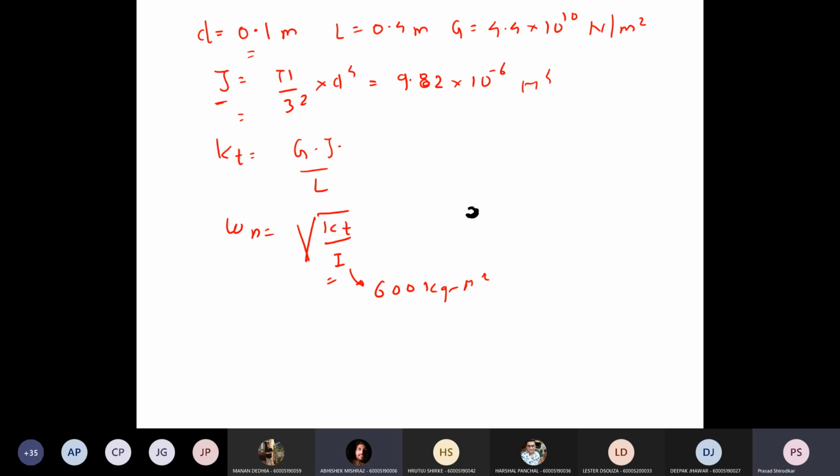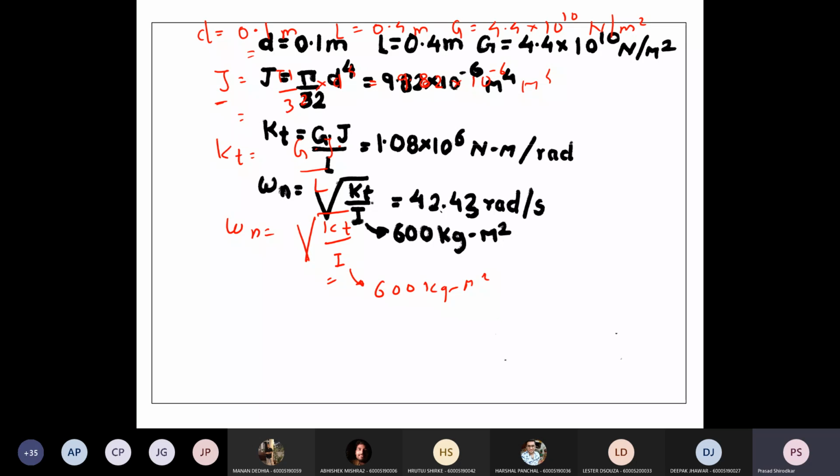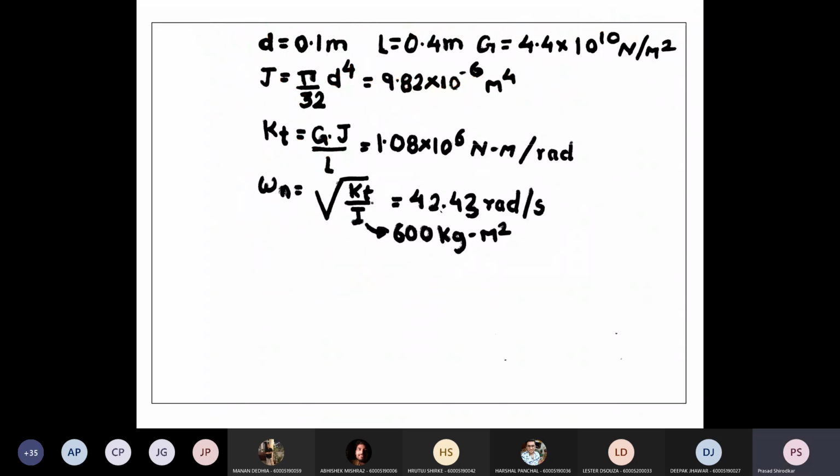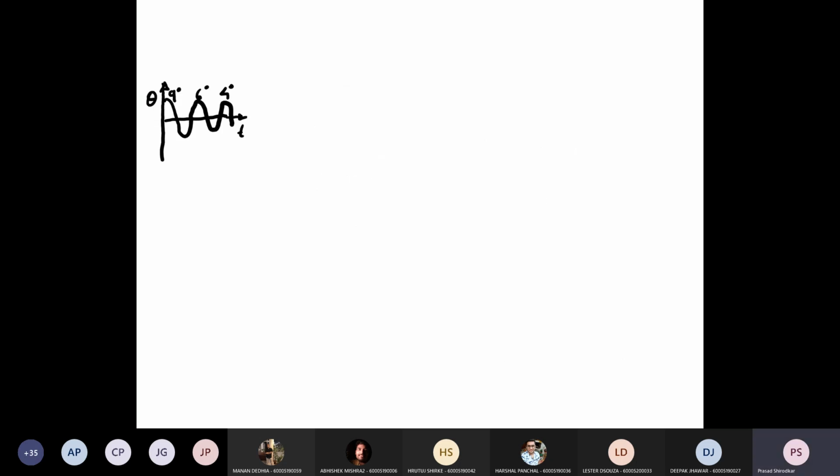So 42.4 amplitude. Correct. So natural frequency is 42.43, not mm, radians per second. All right. Okay. Now let's go to the next part. So this is the type of oscillation. So what if you see the ratio of successive amplitude, that will be 9/6, and then it will be 6/4, and this is constant.